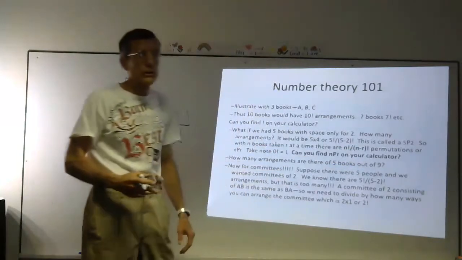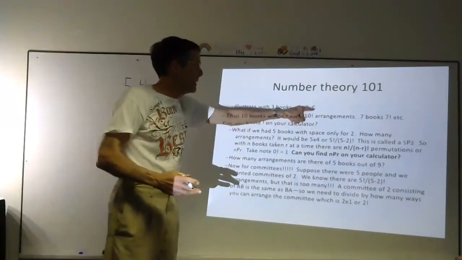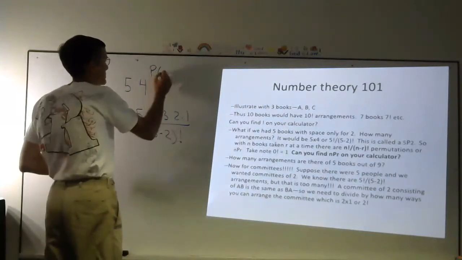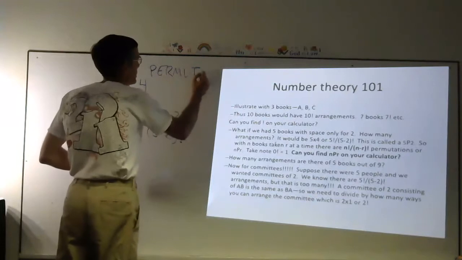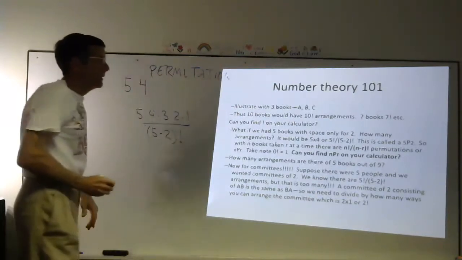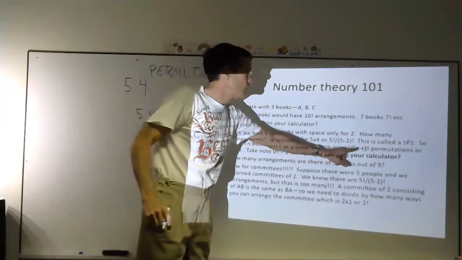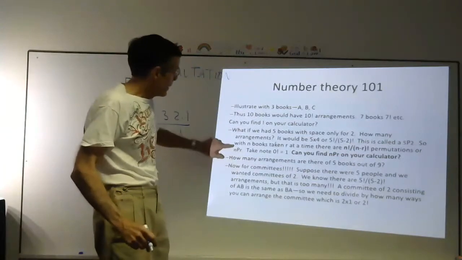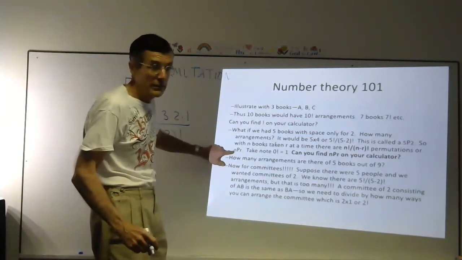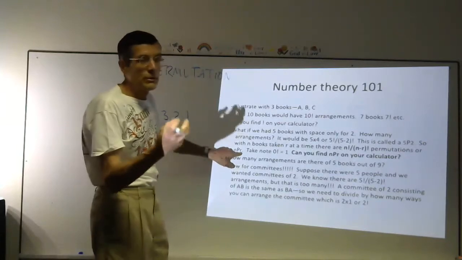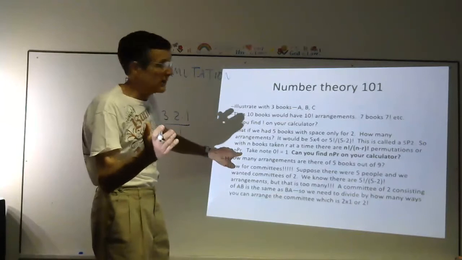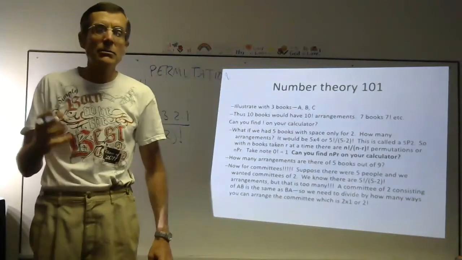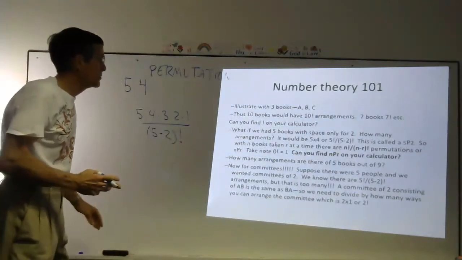n minus r factorial. When you are going for arrangements, okay, this is called a permutation. Permutations, the rule n factorial over n minus r factorial, is nPr. N is the total number of books. R is the number of spots you have to put the books on the shelf. Okay? So can you find the nPr on your calculator? You need to be able to do that to be able to do permutation problems.